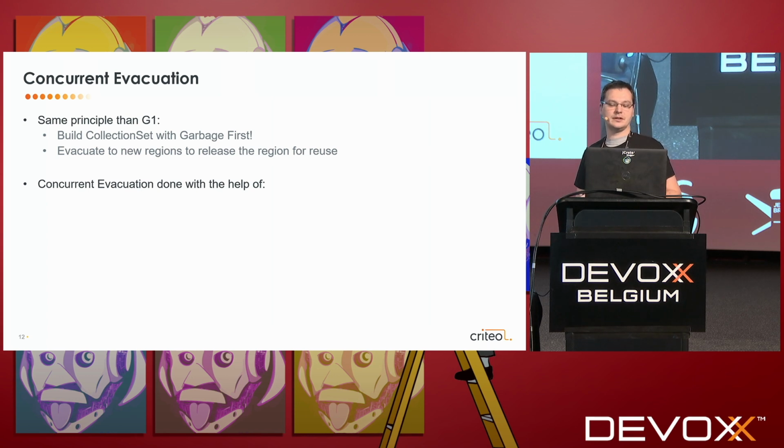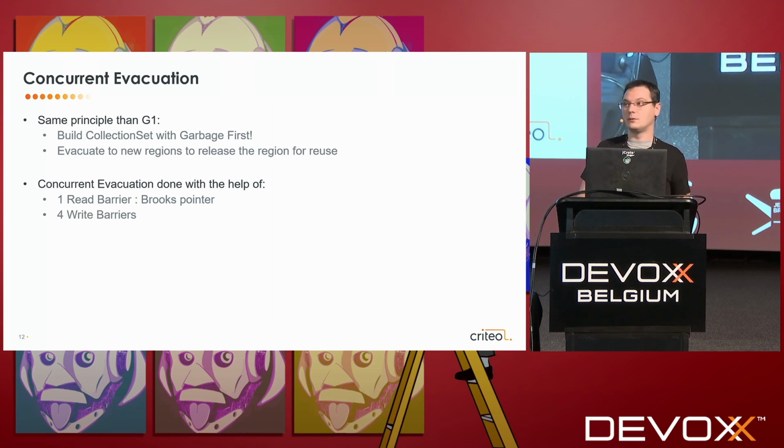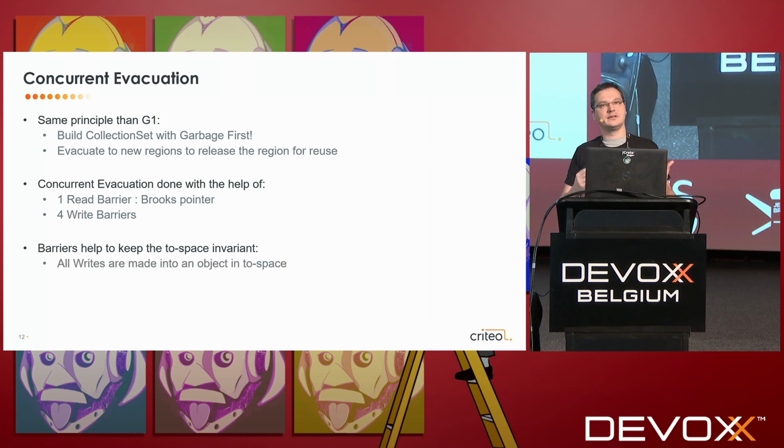This concurrent evacuation is done with the help of one read barrier, the Brooks pointer, and also 4 write barriers. So those 4 write barriers are additional to the pre-write barrier for SATB that we saw previously. Those barriers help to keep the two-space invariant. It means that all writes that need to be done into an object, if this object is in the from space, it's not good. It needs to be in the to space. So you can't write into an object that is in the from space before evacuation. You need to write into the object that is in to space, the region, the destination.